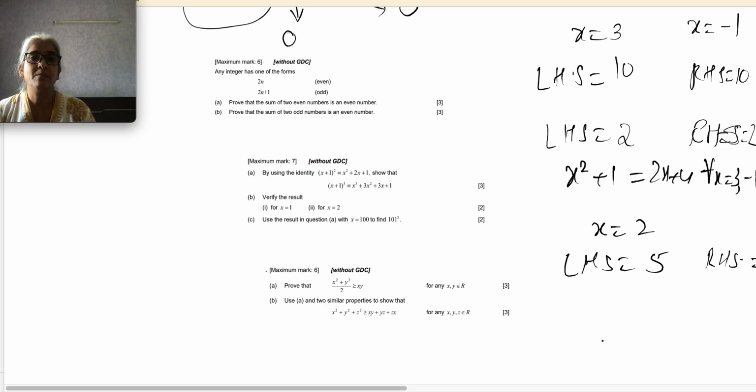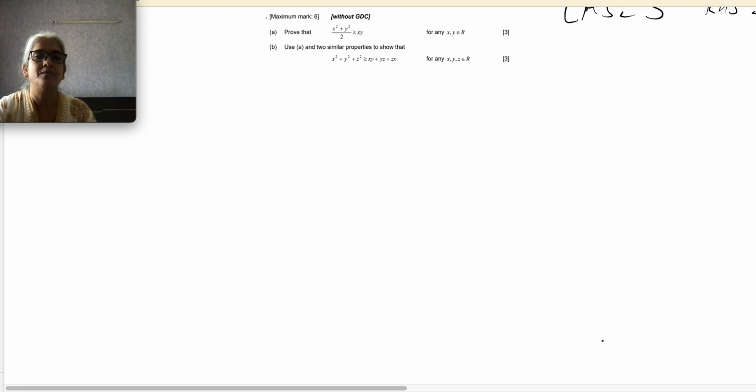Next is by using an identity. You remember, identity means it is true for all values. So x plus 1 the whole square is x square plus 2x plus 1. That's an identity because for any value of x it is true. Using that identity, prove x plus 1 the whole cube is x cube plus 3x square plus 3x plus 1. So this is known to me.